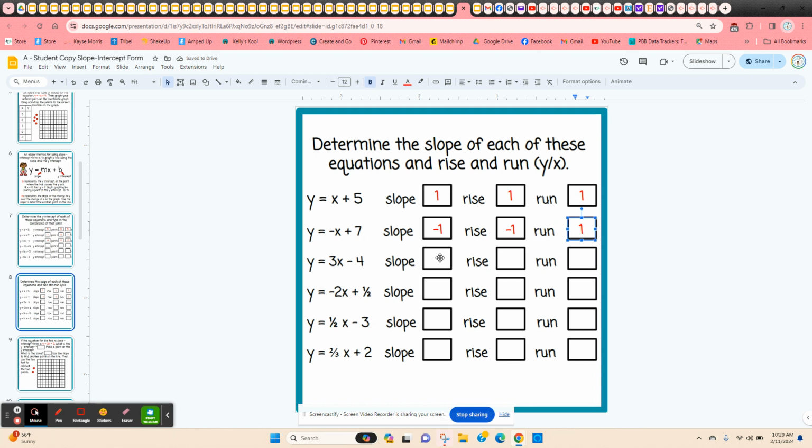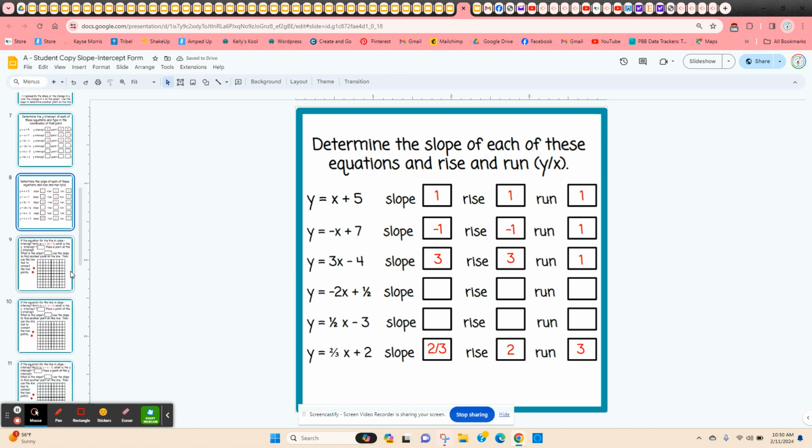Here the slope is 3. That would mean rise of 3, run of 1. And you need to explain what that is on the coordinate plane if you haven't done that already. So here when we get down to the fractions, well, here the slope would be 2/3. So they're just going to type in 2/3. That would be a rise of 2, a run of 3.